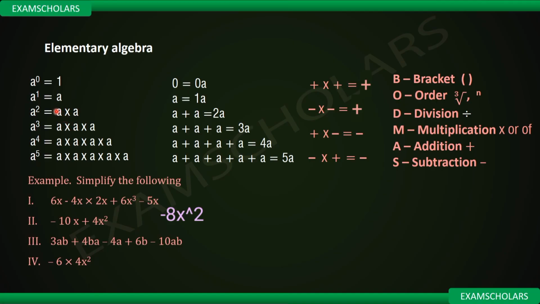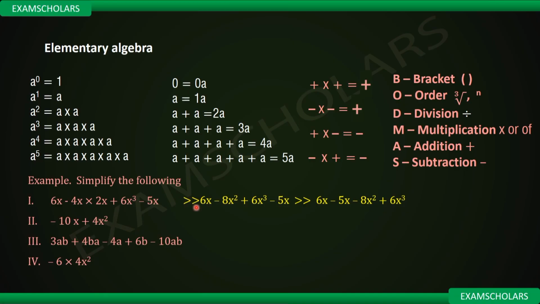Coming from what we have here. When you have a multiplied by a, you have a squared. X times x, you have x squared. 2 times minus 4, you have minus 8. So you now have your minus 8x squared. Now let's rewrite that. So we are going to have what? 6x minus 8x squared. Then you have this plus 6x cubed minus 5x.